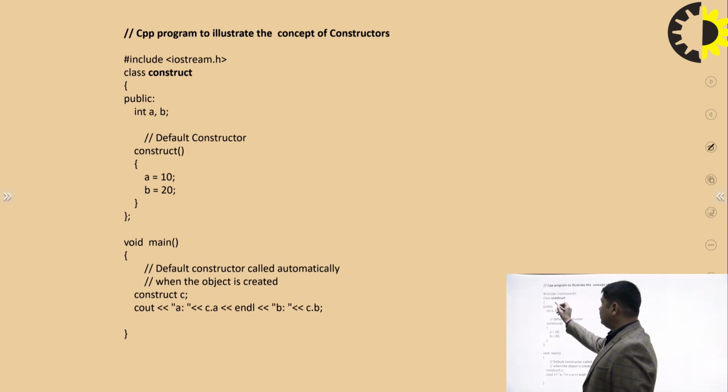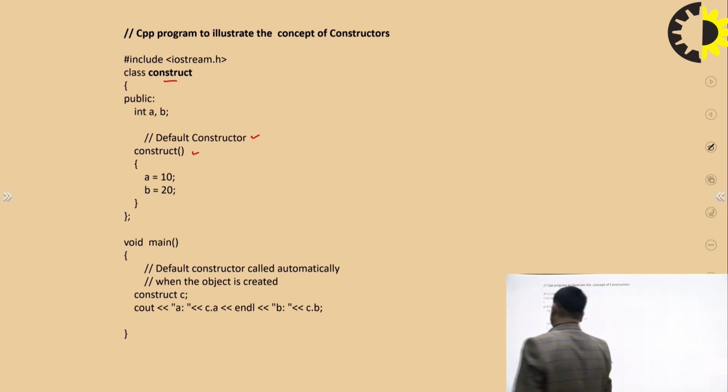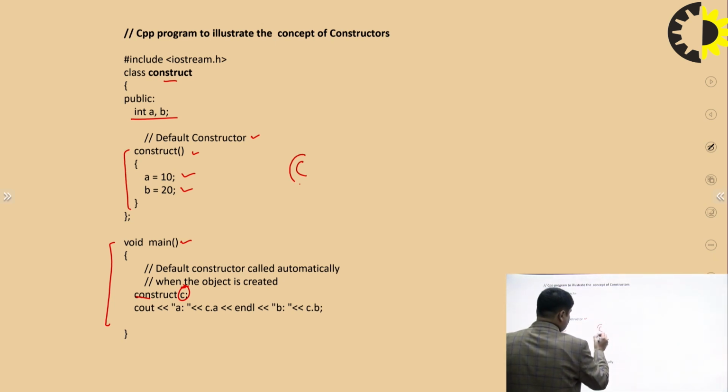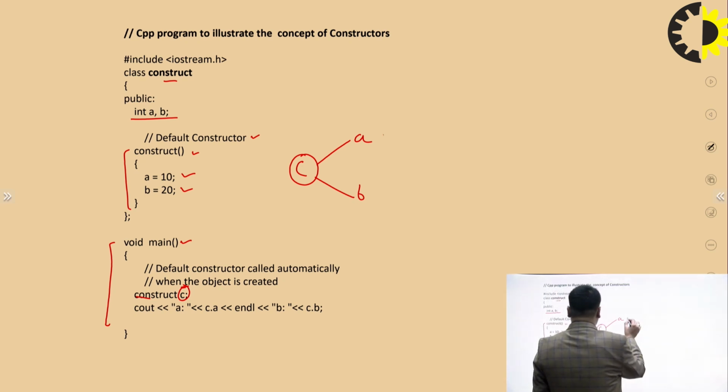The constructor name is the same as the class name, this is the default constructor, and I am going to declare two variables a equal 10 and b equal 20. These are public members. Program execution starts from this point, and I am going to create an object of the class. The name of the object is C. Whenever this object C is created, immediately this piece of code will be executed. So, in reference to object C, the values of a and b will be assigned 10 and 20.